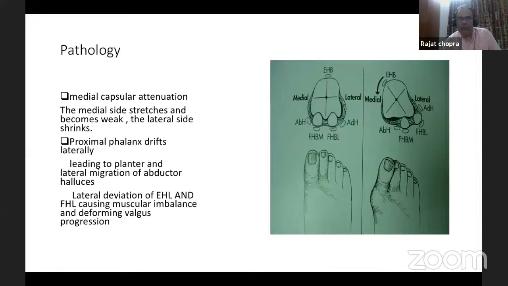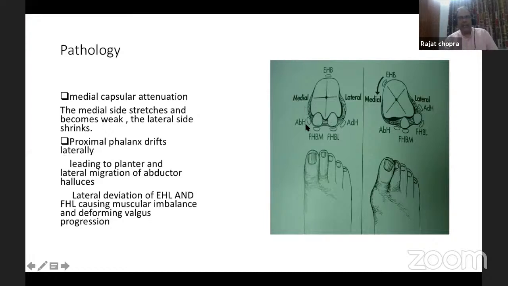Now if you look at this slide, this is how a normal foot would look. On the medial side you have the abductor. On the lateral side you have the adductor hallucis, and underneath you have two sesamoids, the flexor and extensor tendons. And this is the crista, which is keeping the two sesamoids together.